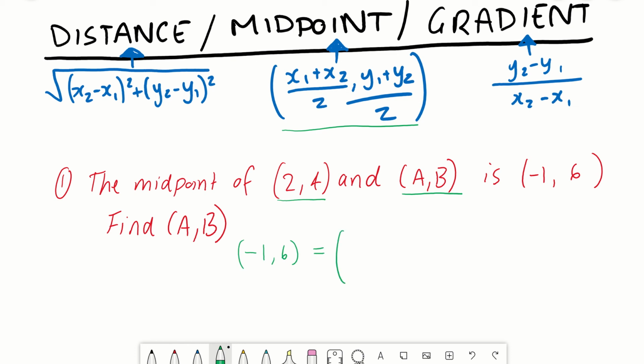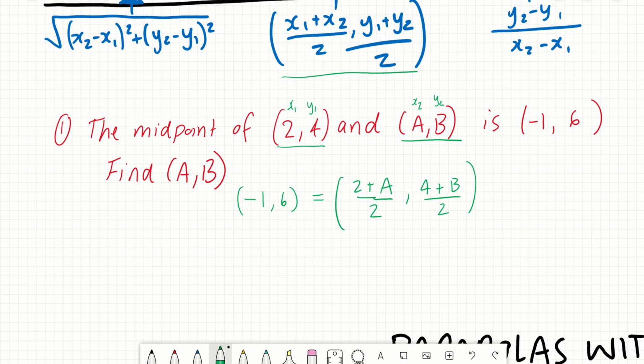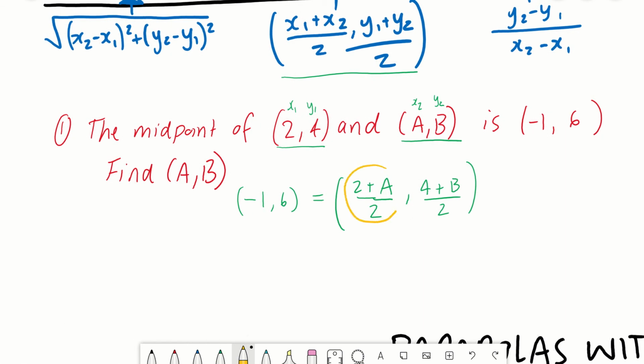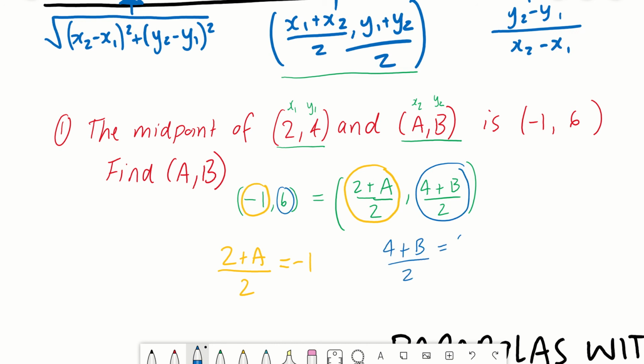So the answer goes on the end, and now x1, y1, x2, y2, it doesn't matter which one's point 1 and which one's point 2. So I get (2 plus a on 2, 4 plus b on 2). Now this is where a lot of people get stuck, but just think of it as 2 plus a on 2, that answer should give me -1. So there's my first equation: 2 plus a on 2 should equal -1. And my second equation is that 4 plus b on 2 should equal 6.